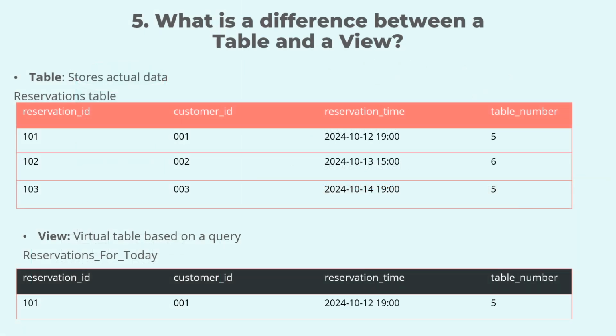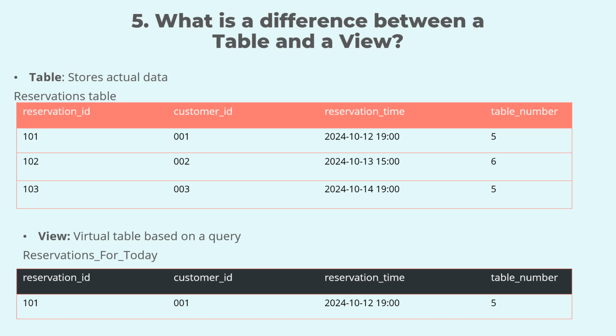Question number 5. What is the difference between a table and a view? A table and a view both help organize data in the database, but they serve different purposes. A table stores actual data in rows and columns. For Vegan Gardens, the reservations table holds all the reservation records like the ones shown on the screen. The table directly stores the actual reservation data.